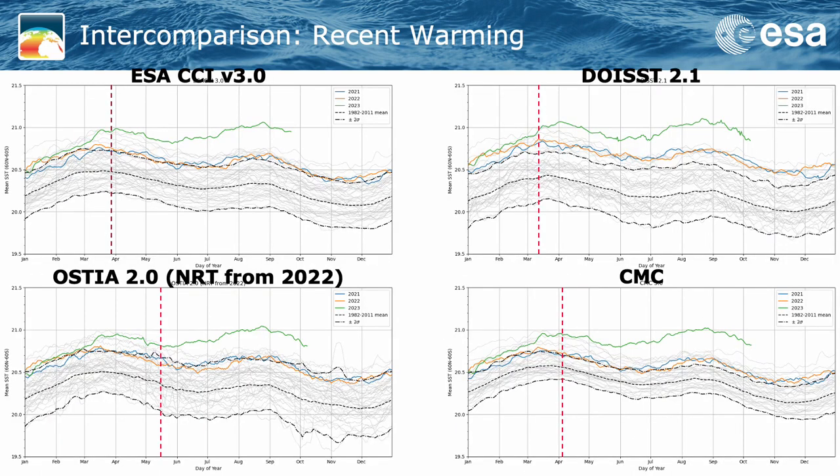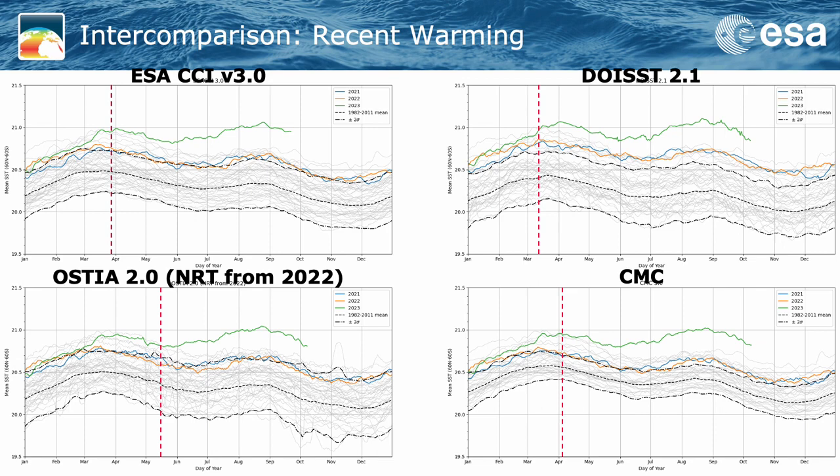These plots show the global mean sea surface temperature from each of the four products, with this year in green, last year in orange and 2021 in blue. In all cases, the global mean SST this year is the highest recorded, about 0.3 degrees above the previous records. However, there are differences. The start of the current record-breaking period ranges from mid-March in DOI SST through to mid-May in OSTIA.